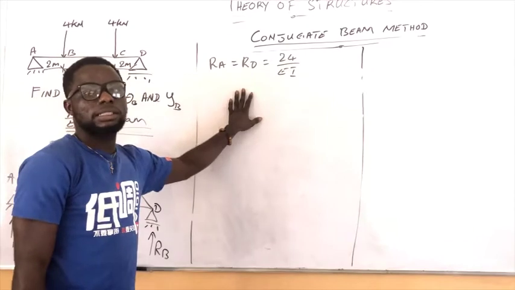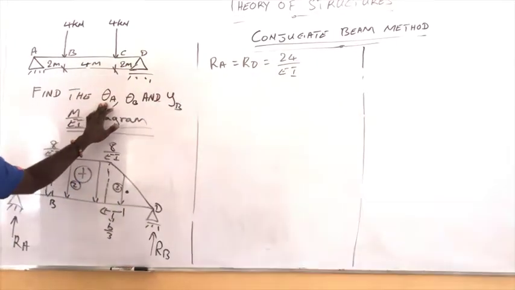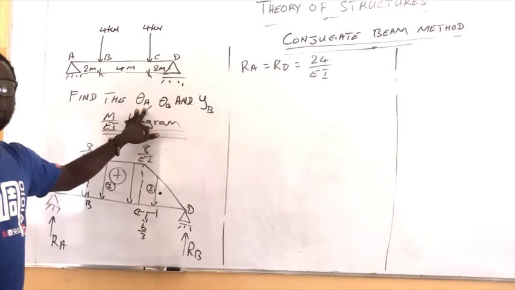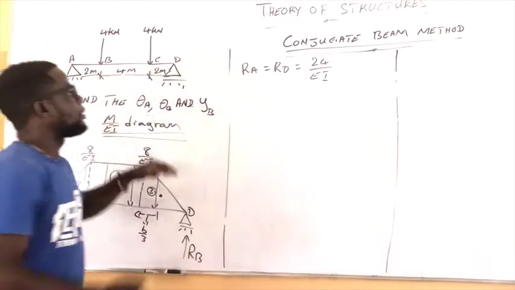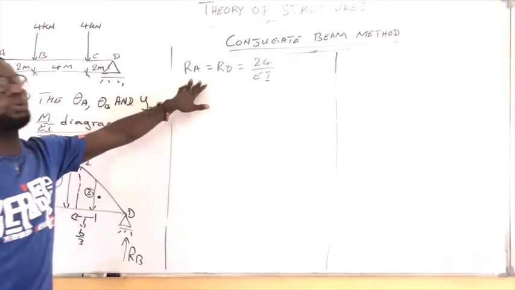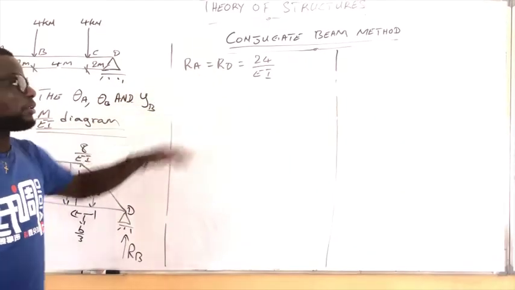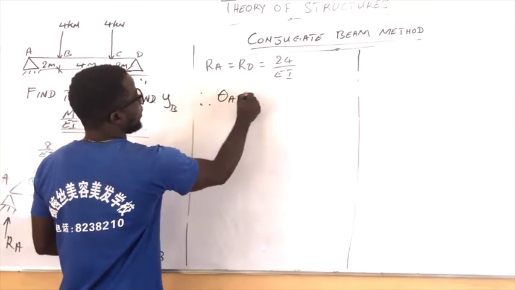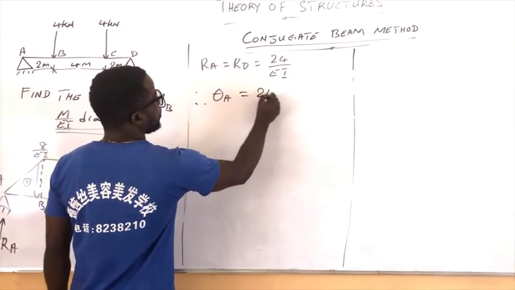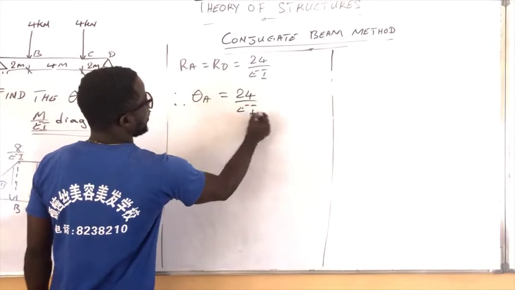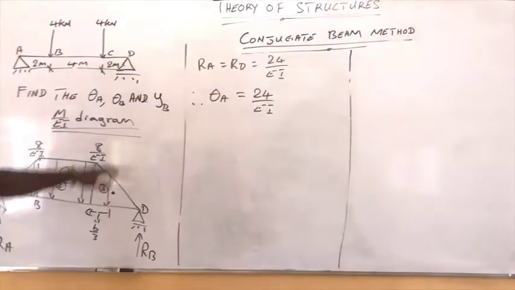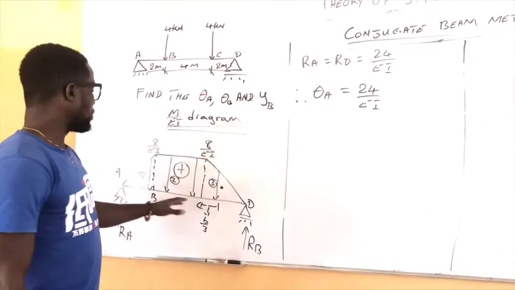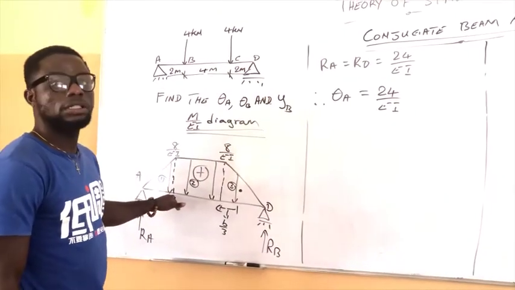So, for us to get the slope at A, we have to calculate the shear force at A. So, the shear force at A is equals to the reaction. So, therefore, theta A, or the slope at A, is equals to this. Then the slope at B will be equals to the shear force at point B.